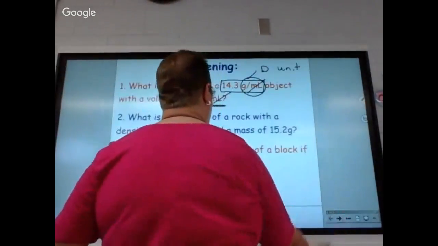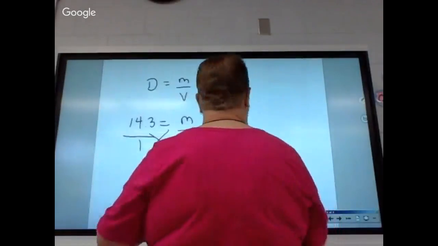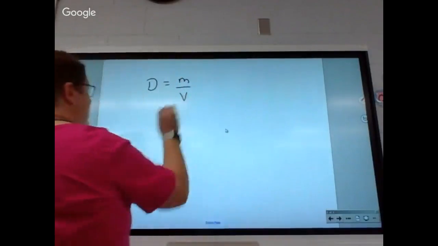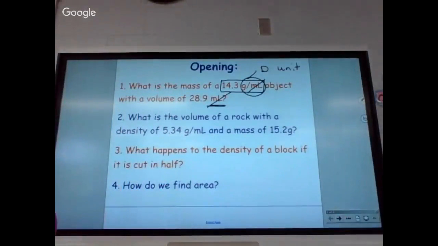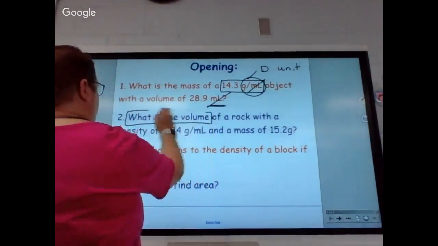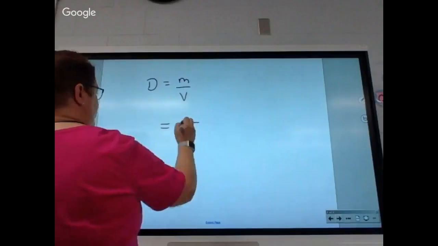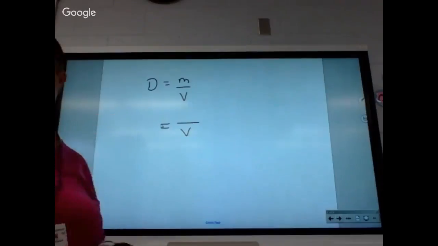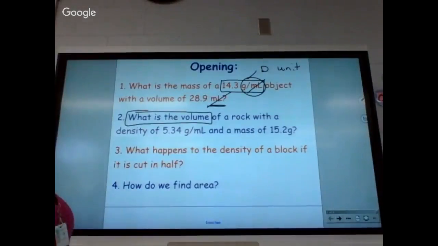Okay? Number 2. What is the volume of a rock with a density of 5.34 and a mass of 15.2? So, what are we solving for here? All right? Out of D, M, and V, what are we solving for? If I go back, what does it say to find? What is the volume? So we're solving for which letter? The V, okay? So I'm going to put my equals and my V there. So D and M have to be given in the question. So if I go back, what number is my density?